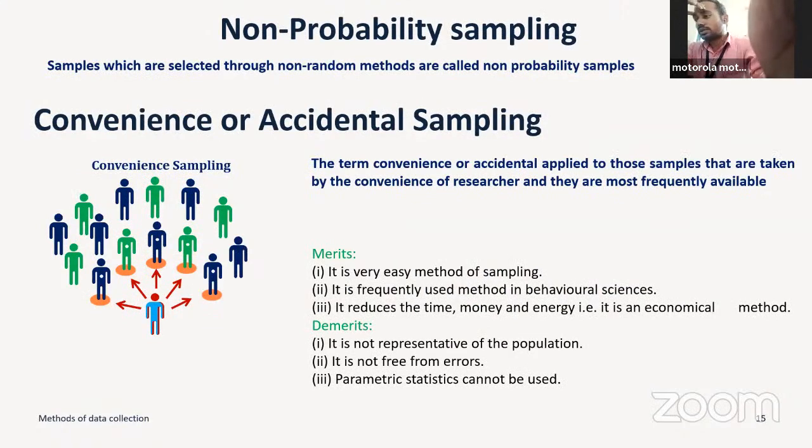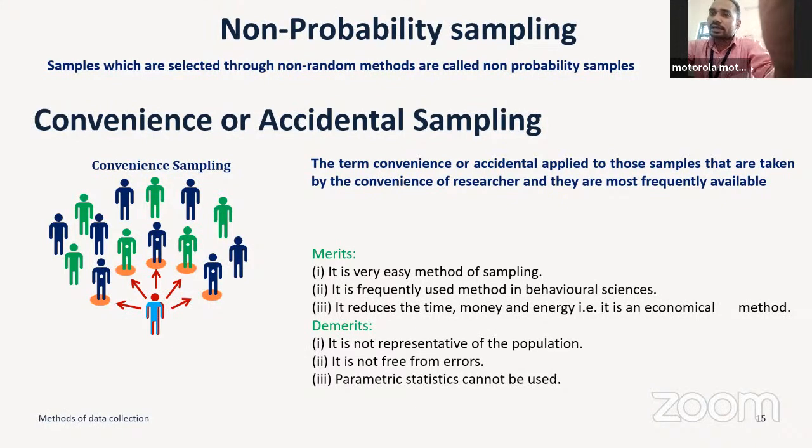Okay, so the second category of sampling is non-probability sampling. It is simply a non-random method. It means the sample is collected without randomization. Without randomization means we are applying something, or we restrict the process by applying some rules and regulations, like in the accidental or convenience method. It is one of the non-probability methods.